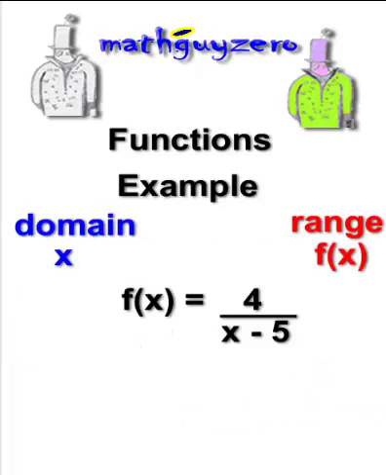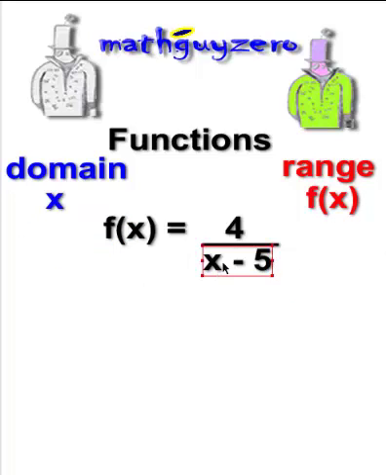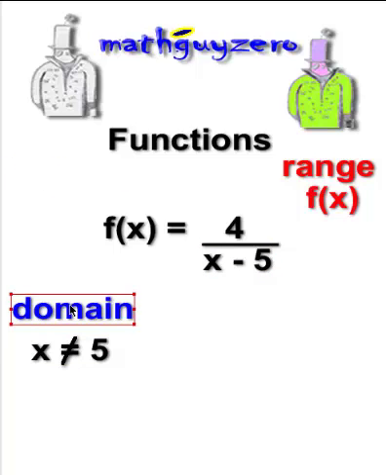Okay, it was pretty basic. Here is an uglier example. The function of x equals 4 divided by x minus 5. Right off the bat, you should be noticing that the denominator is going to give you trouble, x minus 5. Right off, immediately, you should know that the domain, x can be any number except for 5.